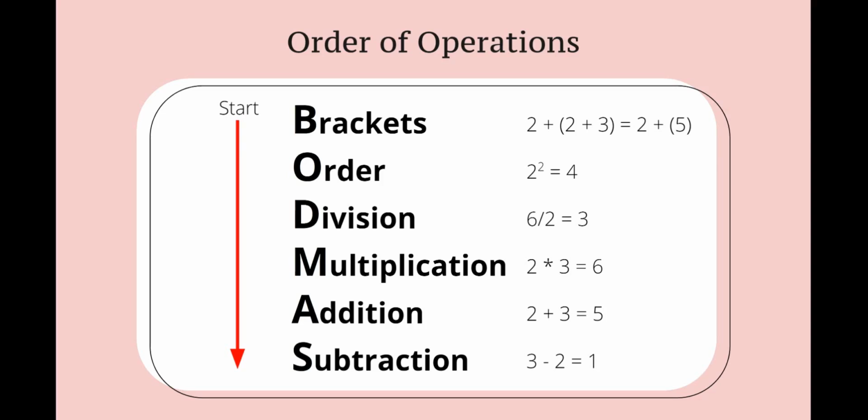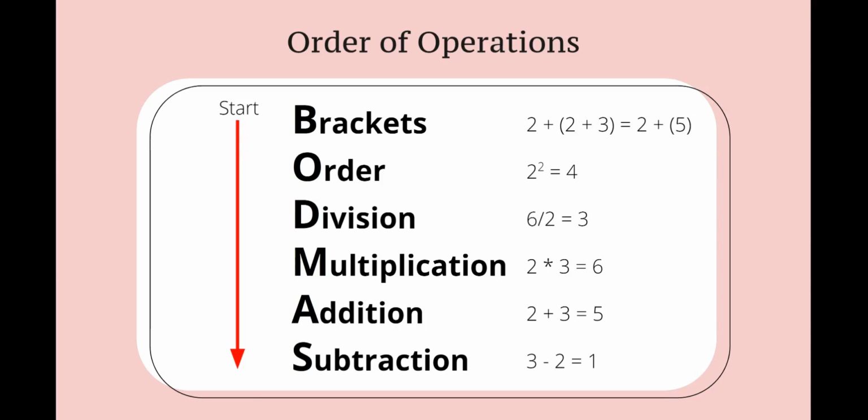Here's an example of each operation. For brackets, we evaluate what's inside the brackets first. It's its own mini equation. We'll talk more about brackets on the next slide. For now, let's move on to order. An example of order is 2 squared, which is 4. You probably don't need to worry as much about order because you're less likely to see it. Division comes after order. Our example is 6 divided by 2 equals 3.